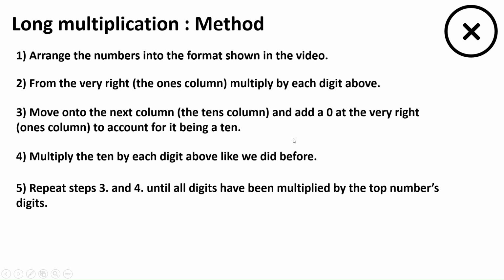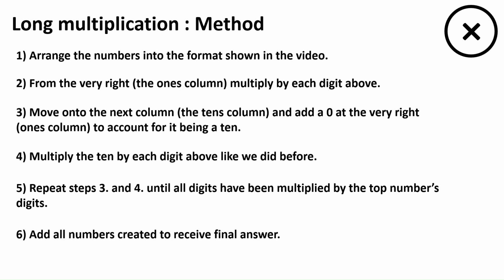So if the bottom number had 1,000 in it, for example, then we would keep on doing steps 3 and 4 until we have accounted for all of the place values. And then we would add all our numbers created, those that were in the green box, to receive our final answer at the very bottom. Remember that we're adding, we're not multiplying. We've multiplied in the first step, and now we need to add because they are partitioned numbers and we need to add them back together.